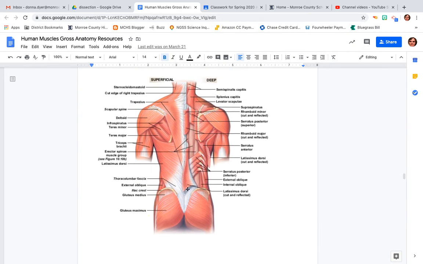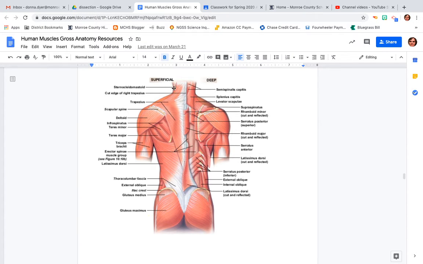This is a posterior view of the body. This is the back of the body, so you can see the trapezius here. Again, it would be on this side too, but they've kind of cut it away so you can see some of the deeper muscles. You can see this side says deep. So we're not really learning the deep muscles. We're learning the superficial muscles.